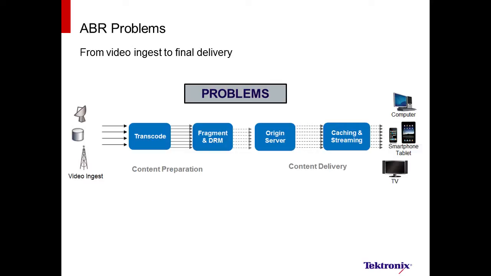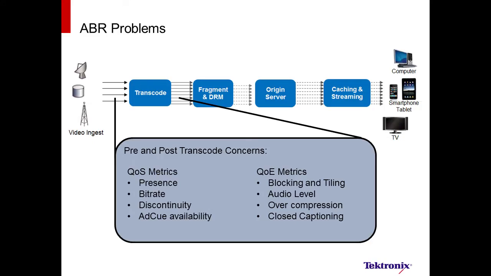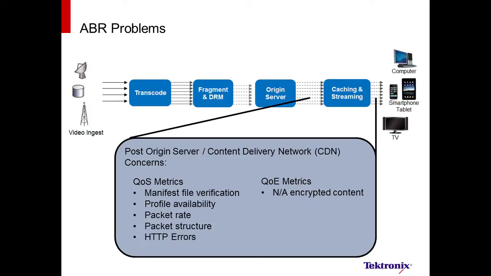Do problems occur in this process? Not frequently, but when they do occur, we need to be able to efficiently point to the device that is causing the problem. We do this by monitoring the input and output of each device in the network. For the ingest and transcode device, we monitor the input signal and transcoder with both quality of service and quality of experience metrics. Once the content is ready for streaming from the origin server and CDN, new metrics will be applied to ensure that the content described in the manifest file is available and correct.